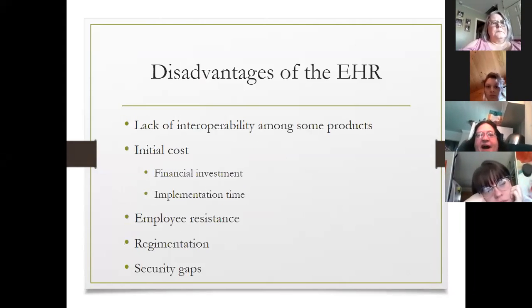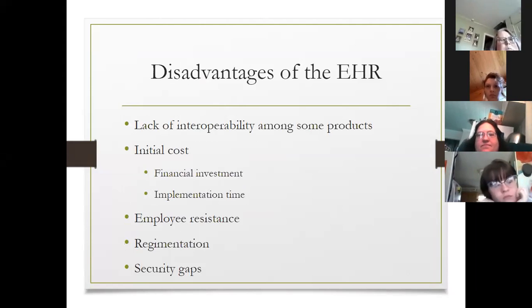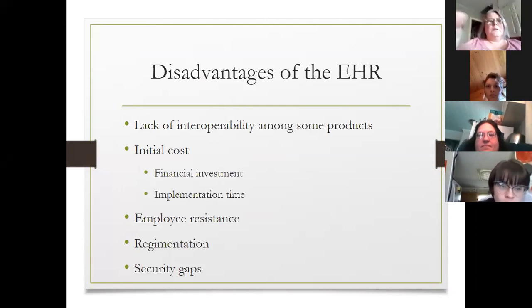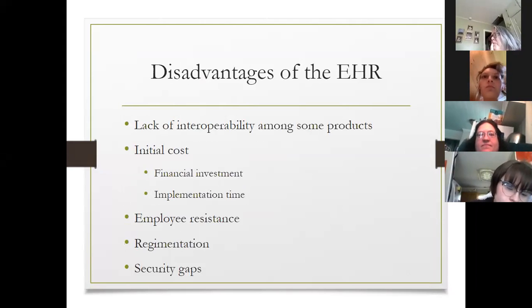Here's some disadvantages. Lack of interoperability among some products. That interoperability is a vocab word and you're going to need to know it for your quiz. Unusual cost, financial investment, and implementation time. What they're talking about there is that facilities actually have to pay for these EHRs. And they have reps and they come out and they show you samples and then you choose which one.